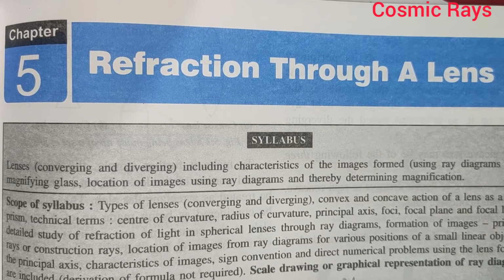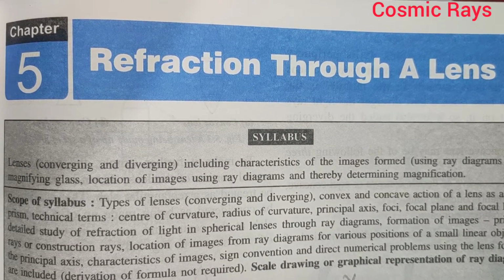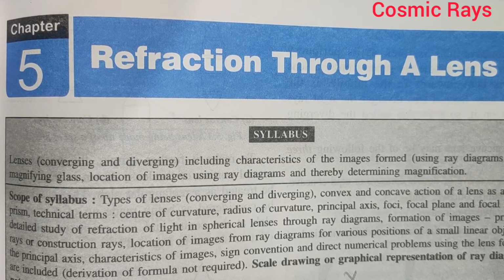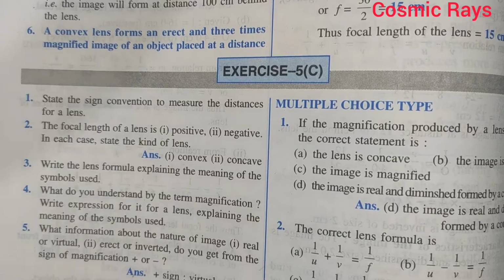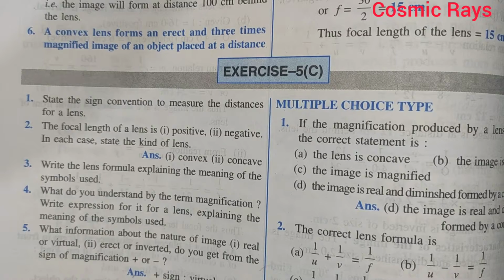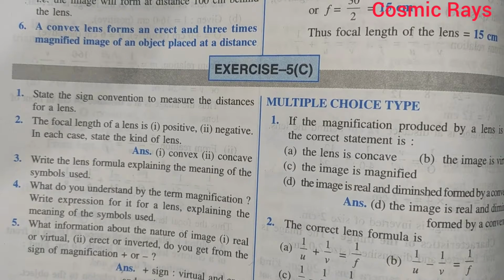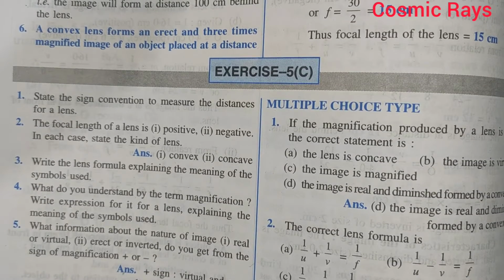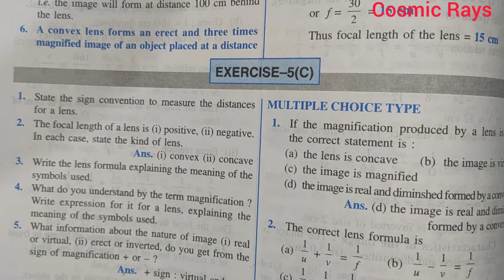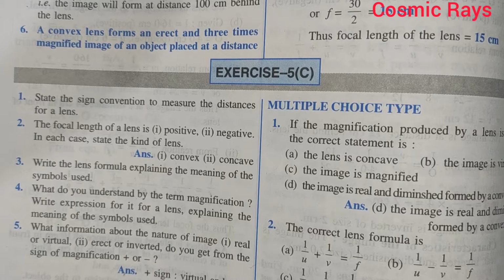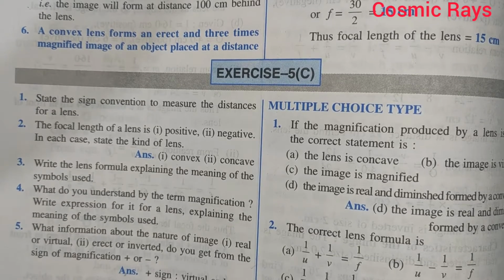Hello friends, in this AV we are going to talk about the numericals of chapter 5, that is refraction through a lens. We are going to take up the numericals of exercise 5C, and in this AV we are going to talk about the numericals of the remaining part of exercise 5C, because in the previous AV I have already done half the numericals, or you may say half the types of numericals. So in this AV we'll take up the remaining numericals.